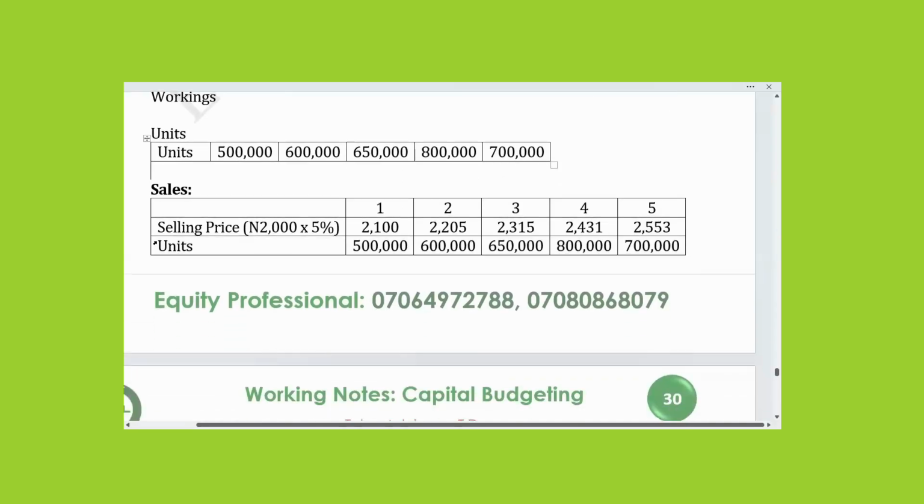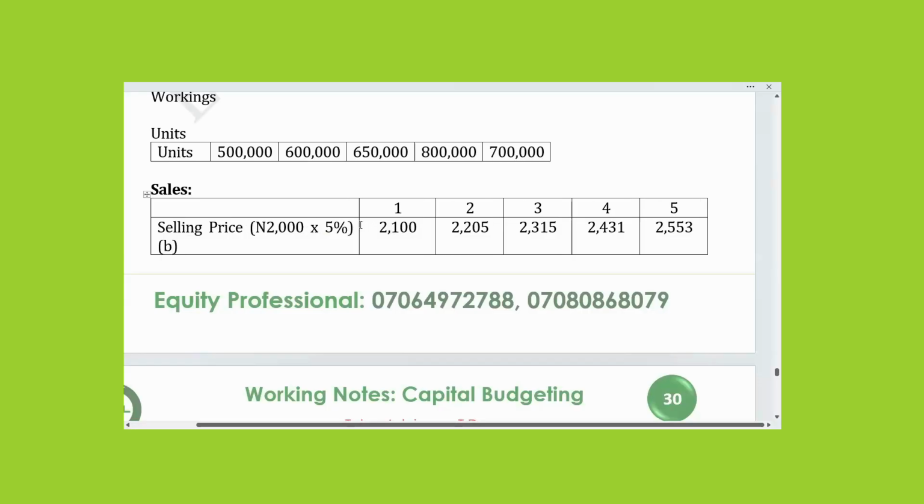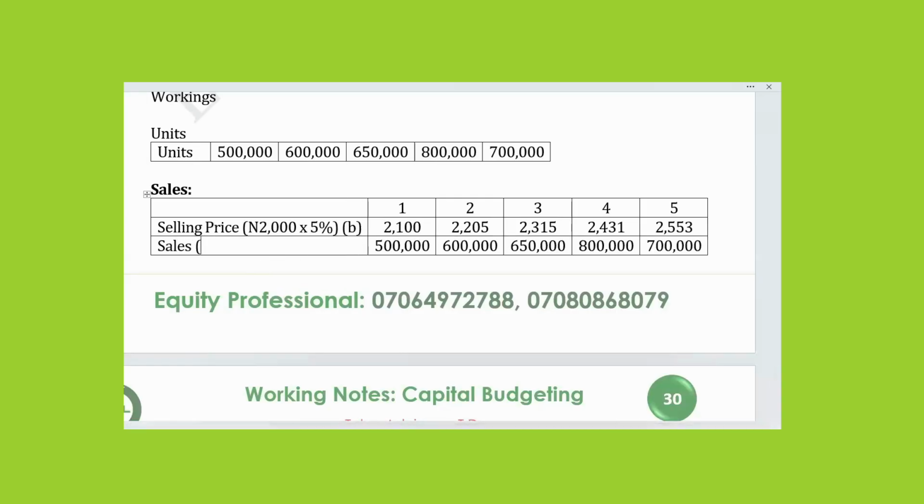All right. So in this case, let's make this one B. This is B. Let me reduce this once. Don't waste my time. All right. So sales will then be equal to A multiplied by B. The units is the A.